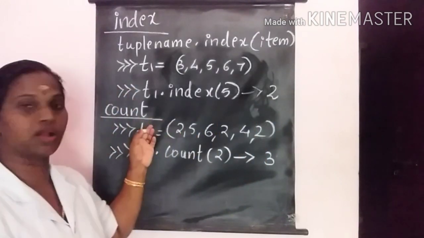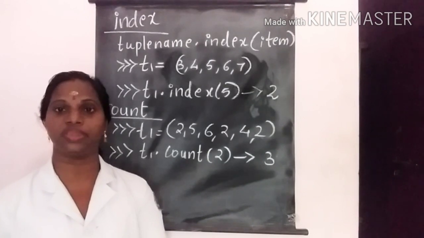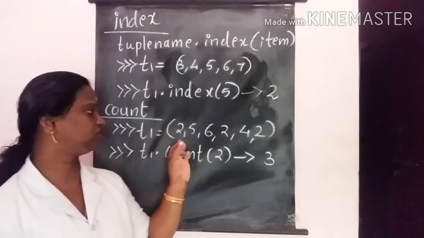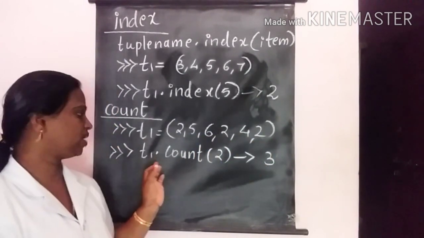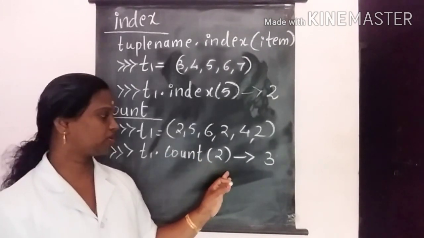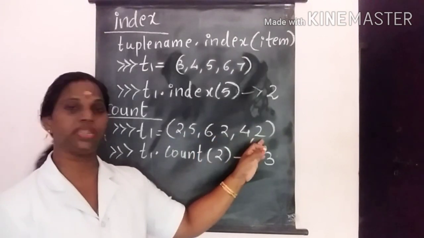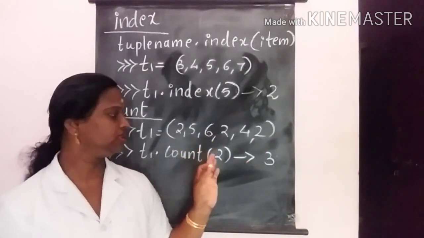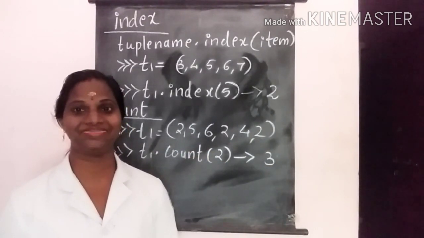Okay, next one is count. I already said in list, count is used to count the number of occurrences of an element. So here T1 is equal to 2, 5, 6, 2, 4, 2. T1 dot count of 2 checks the number of occurrences of the element 2 here: 1 time, 2 times and 3 times. Okay, 3 times this 2 occurred in this tuple. So this displays 3.